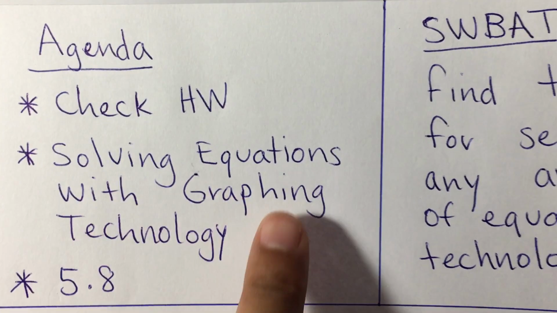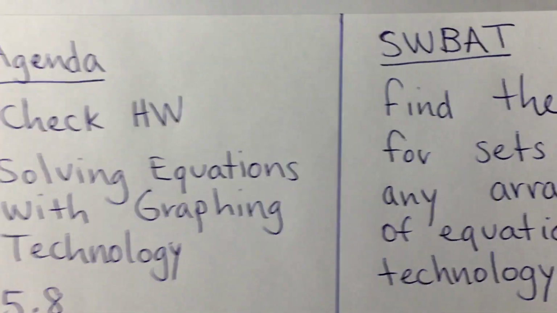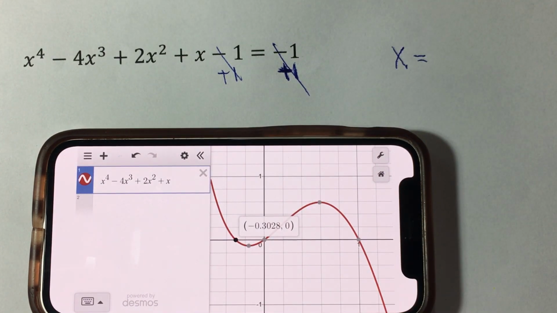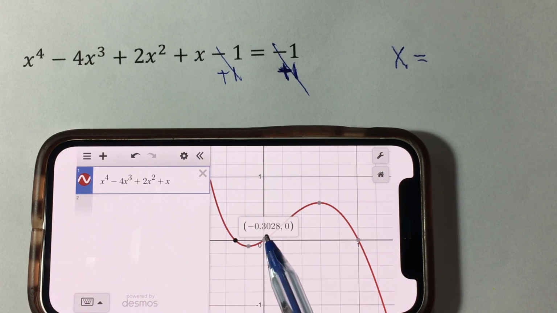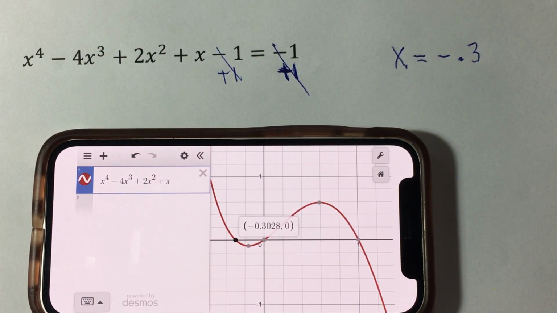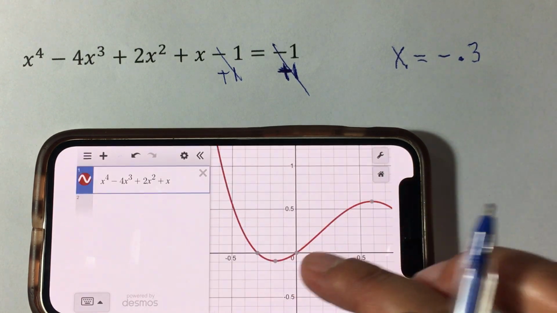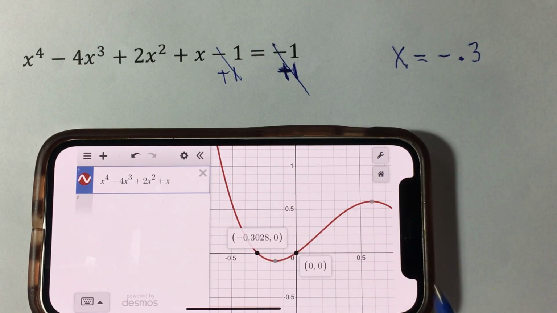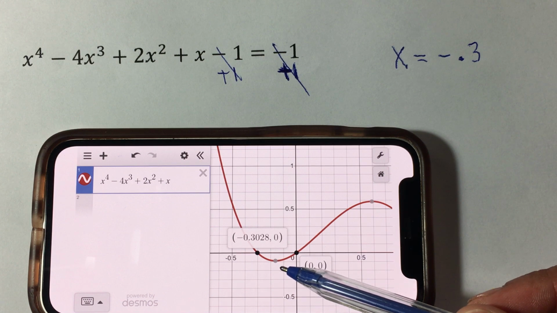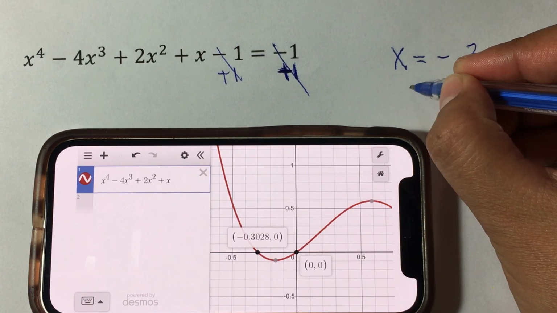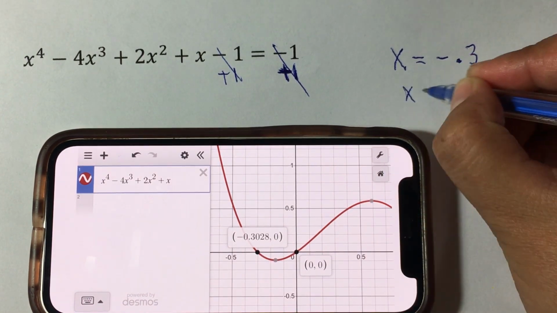Solving equations with graphing technology. Solving just means find the value of x. So now we press the points, and for x, it's -0.3. So that's one of the solutions. The other solution is this one right here. This is not a solution. This is just one of the minimum and maximum. In this case, the local minimum. In here we have 0, 0. We only take the x, so x can also be 0.